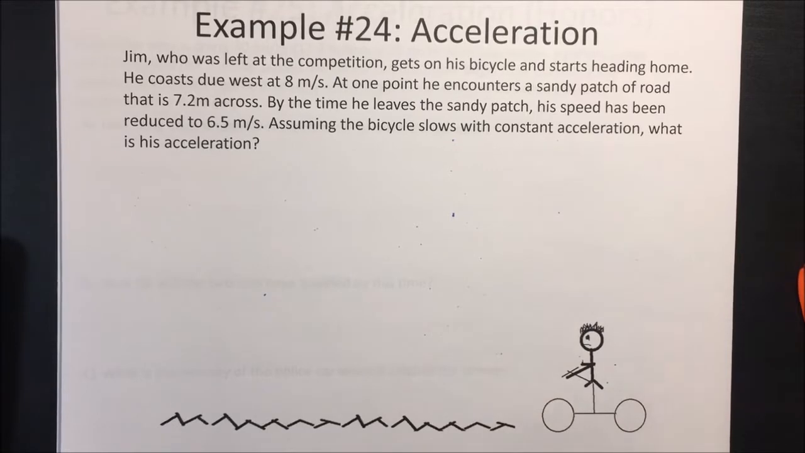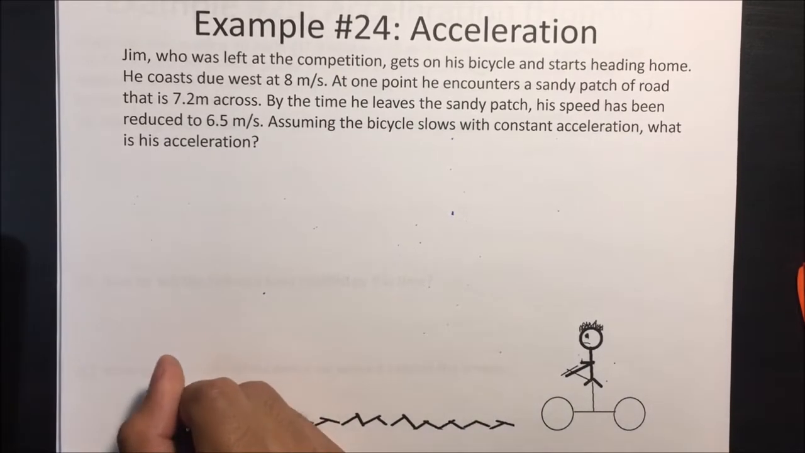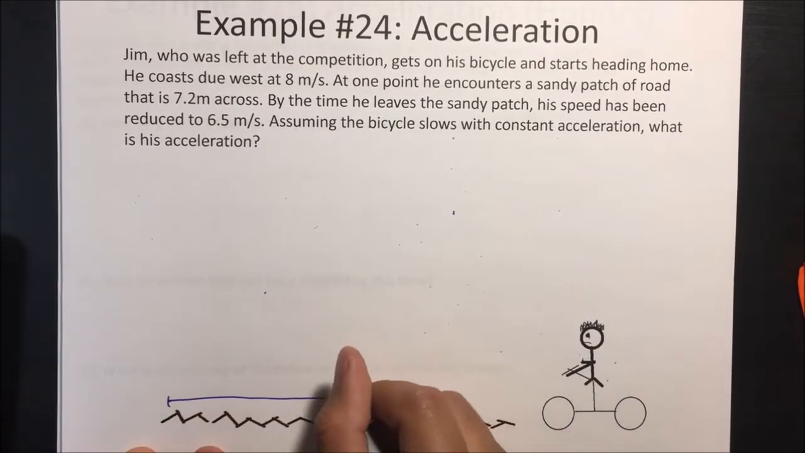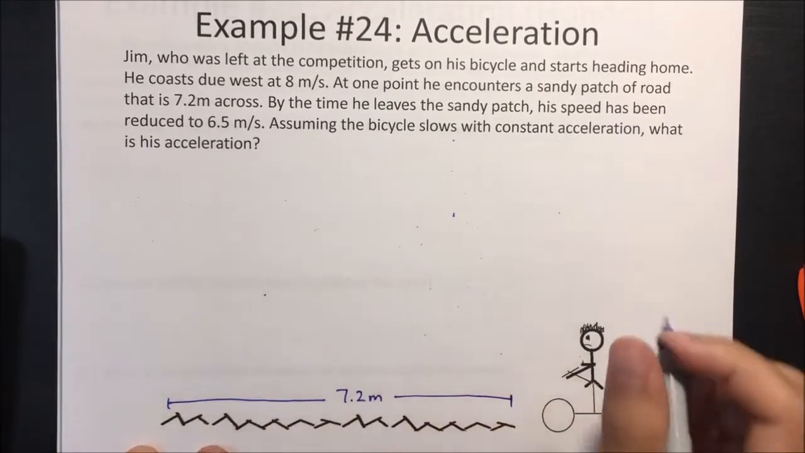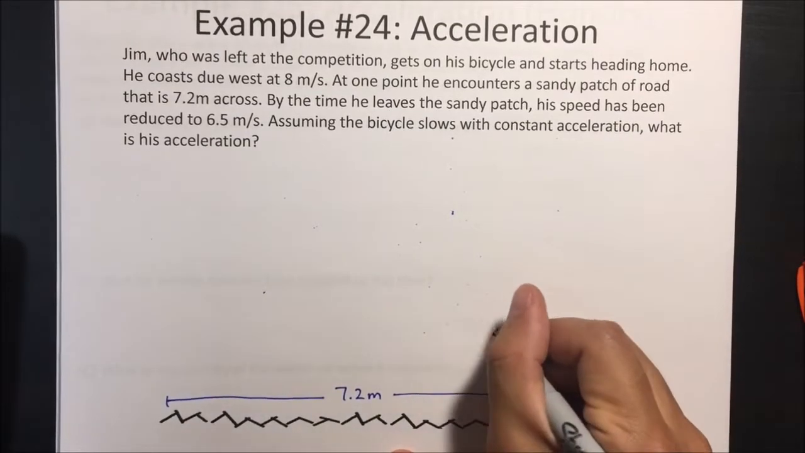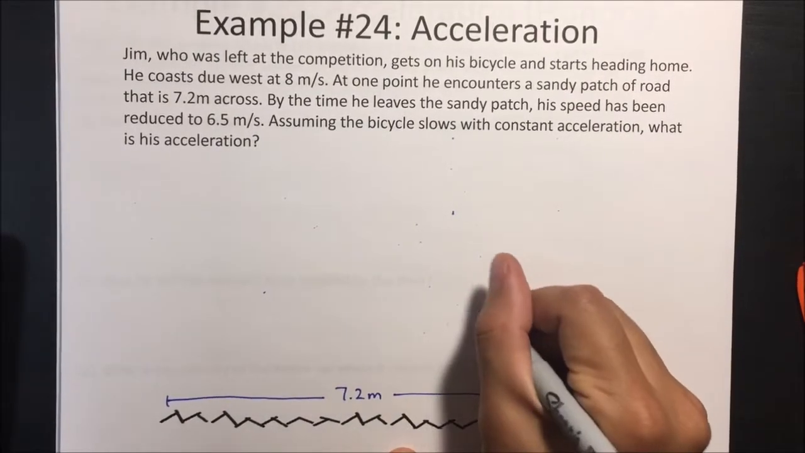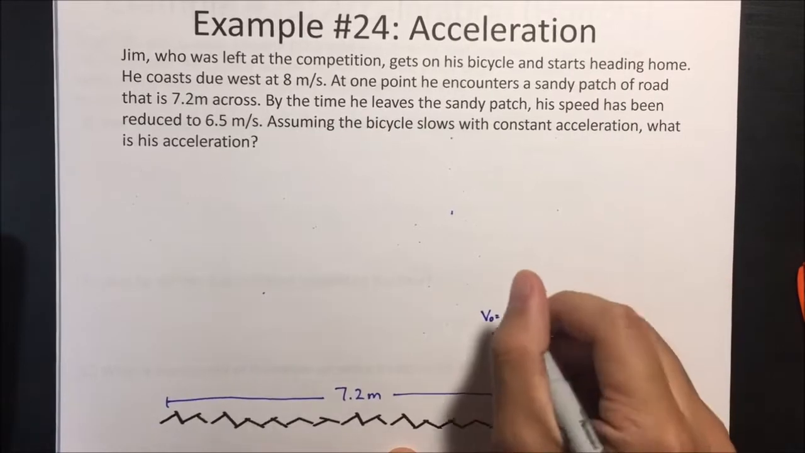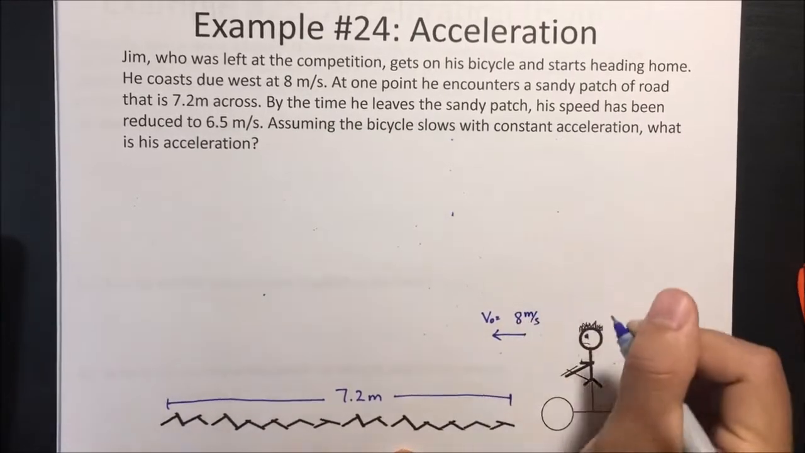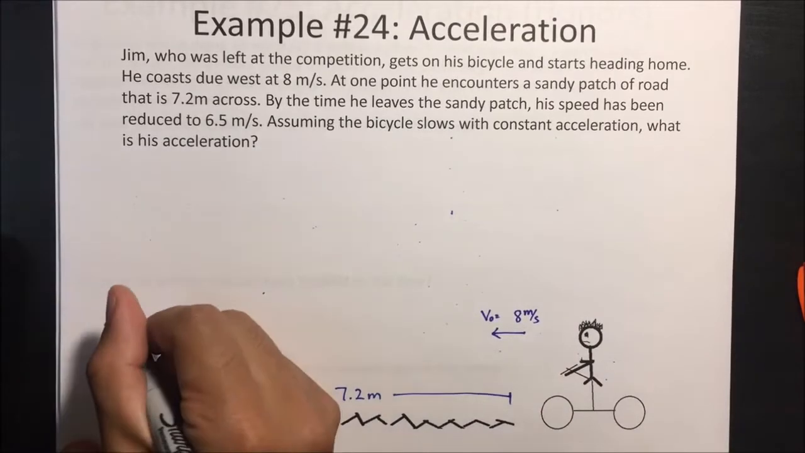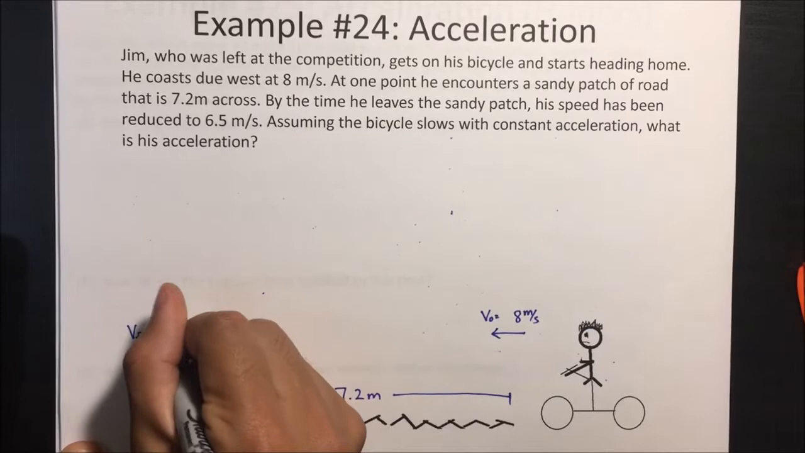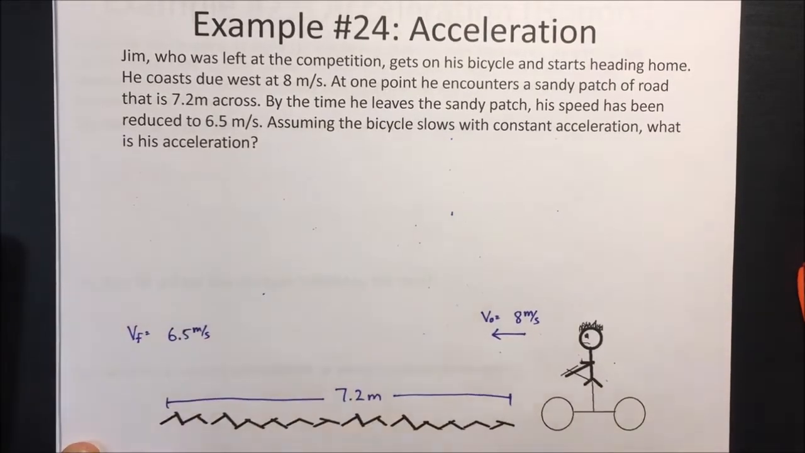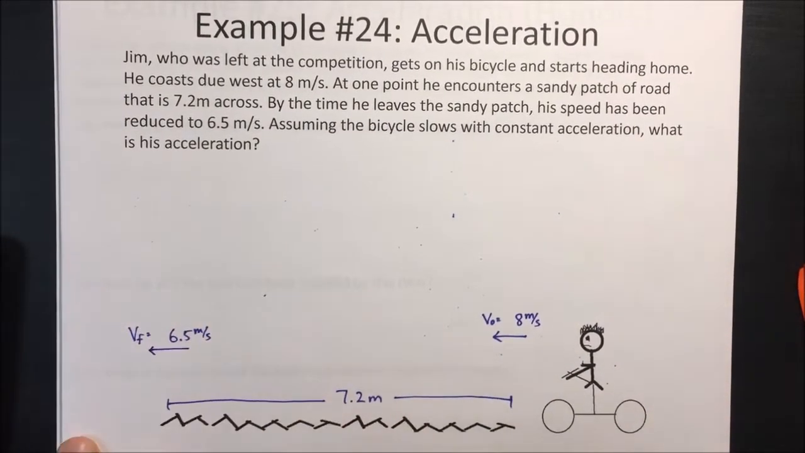Alright, so again we want to draw everything out. This sandy patch, 7.2 meters. We know when he first gets on the sandy patch, he has an initial velocity of 8 meters per second going west. And then when he leaves, he gets a little bit slower. The sandy patch slows him down to 6.5 meters per second, again going to the west. And we're looking for what's the acceleration.